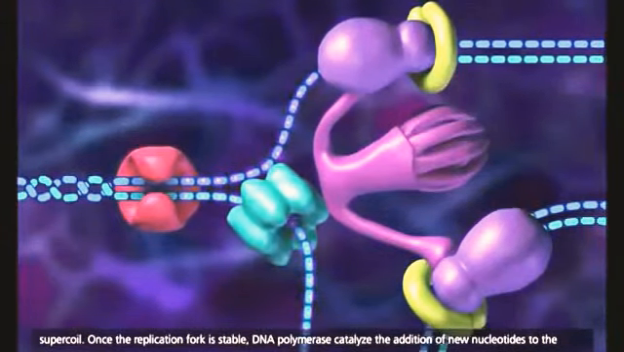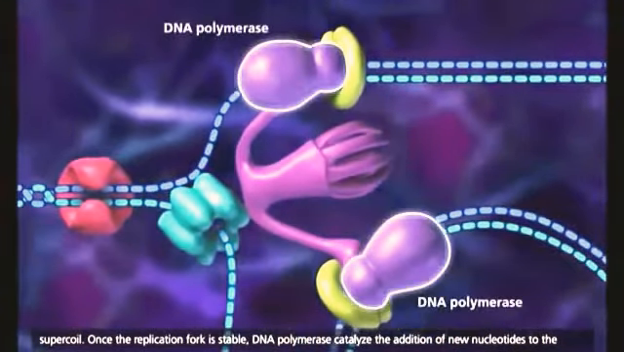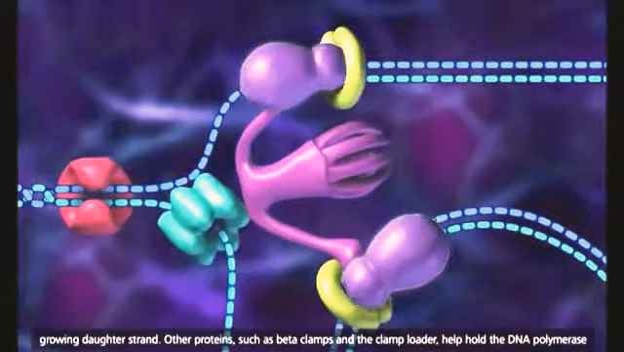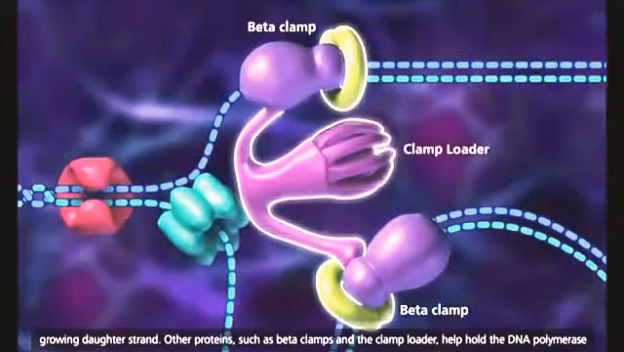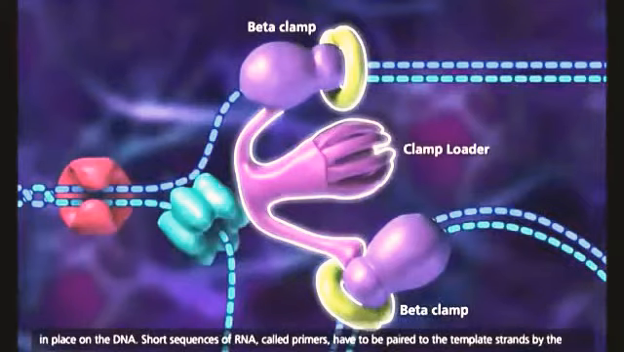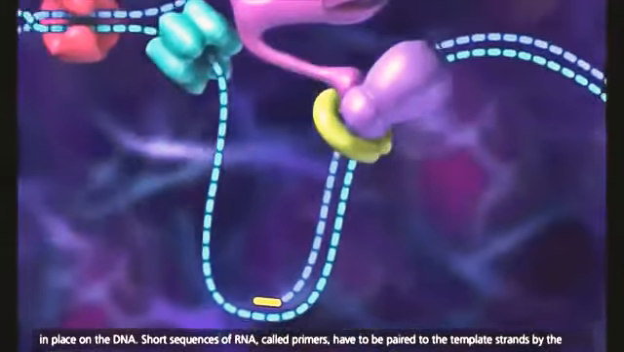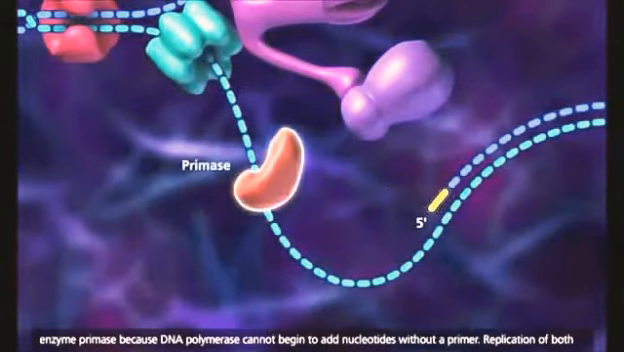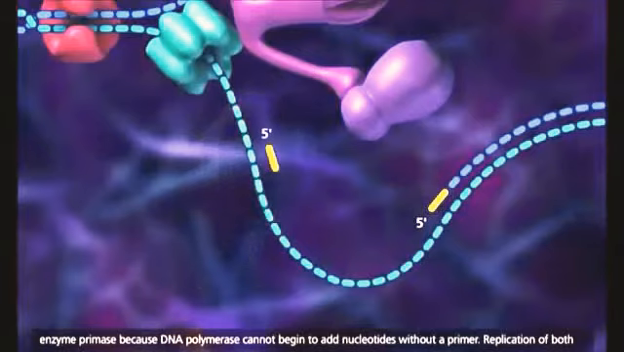Once the replication fork is stable, DNA polymerase catalyzes the addition of new nucleotides to the growing daughter strand. Other proteins, such as beta clamps and the clamp loader, help hold the DNA polymerase in place on the DNA. Short sequences of RNA, called primers, have to be paired to the template strands by the enzyme primase because DNA polymerase cannot begin to add nucleotides without a primer.